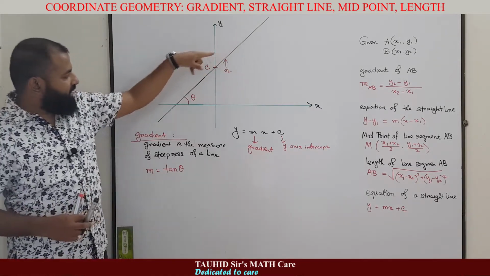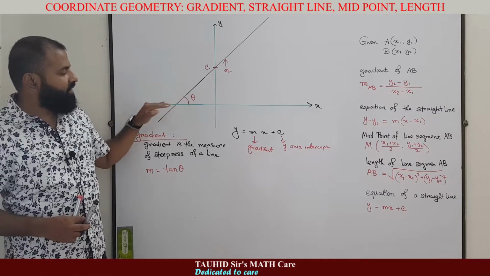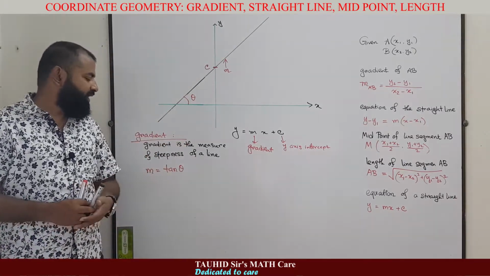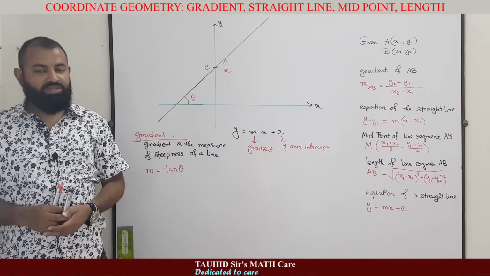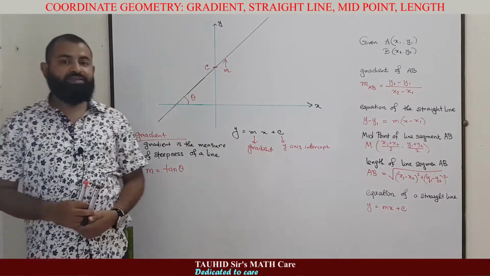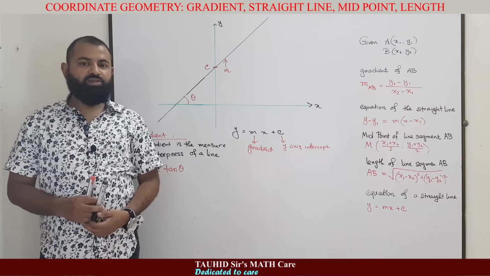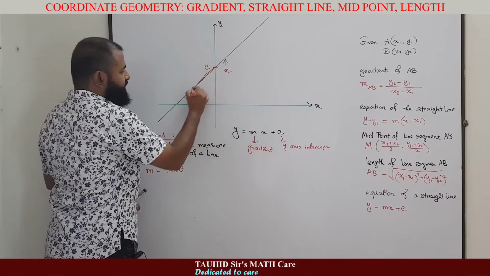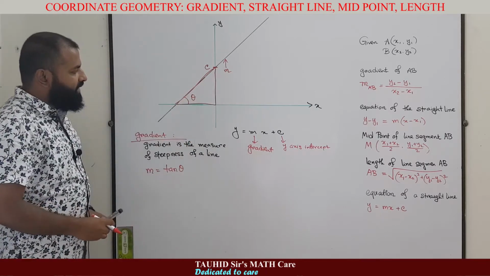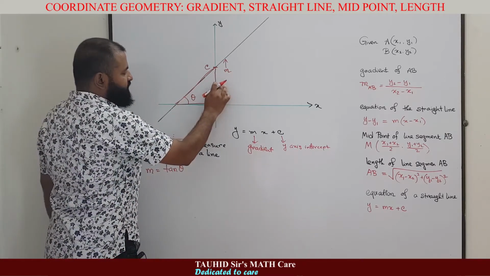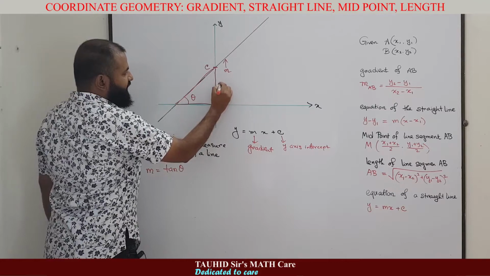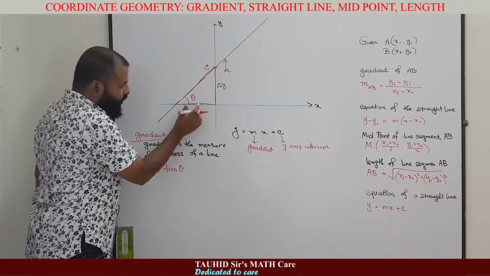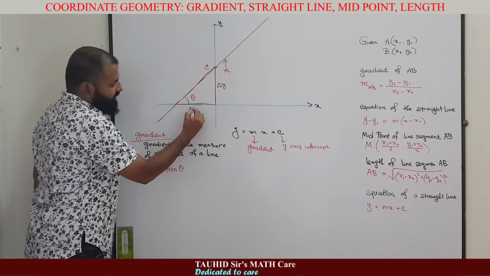If the straight line makes an angle theta with the positive x-axis, then the value of tan theta, we define this measurement as gradient, and this represents the steepness of a straight line. Here you can see that if we consider this triangle, we can call this delta y, the change in y-axis, and we can call this distance delta x.